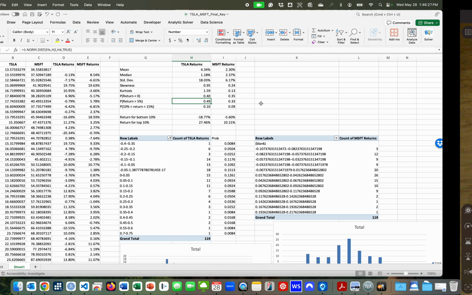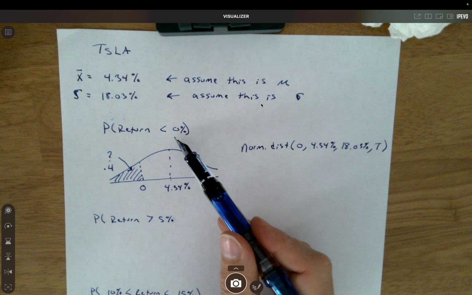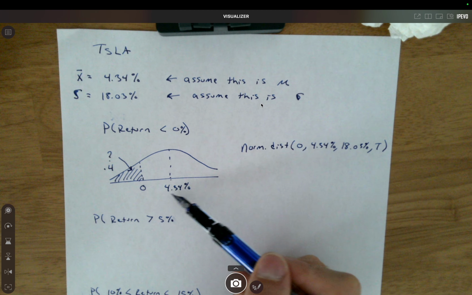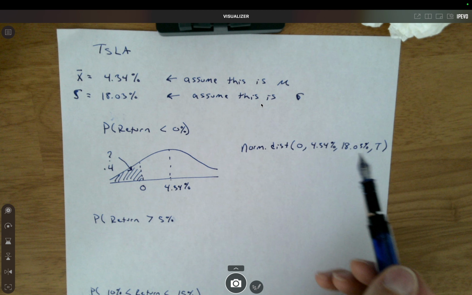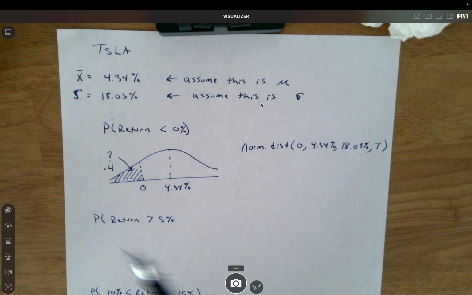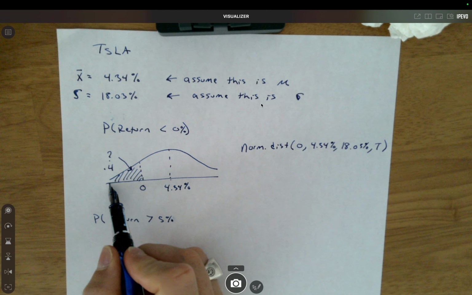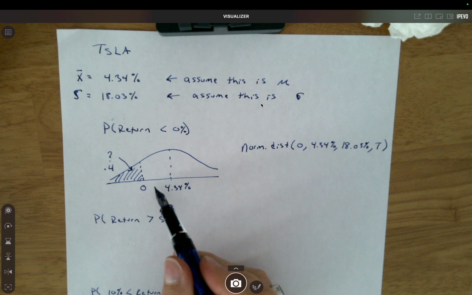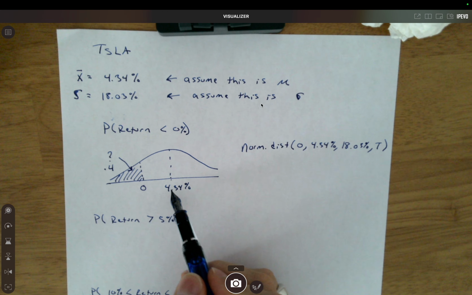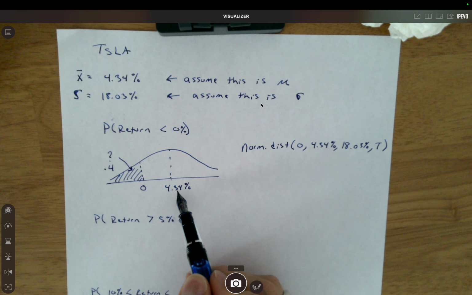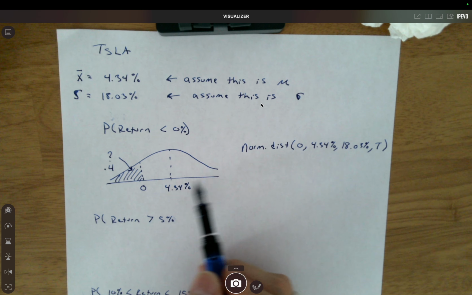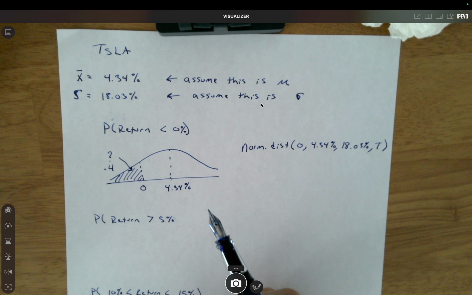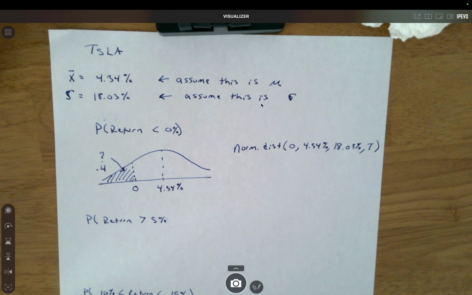So the probability that the return is less than 0 is 0.4 when 4.34% is the mean and 18.03% is the standard deviation. But when you sketch it out like this, it helps you see the problem, know what area you're looking for, and we know it has to be a number less than half because for a normal distribution, half the distribution is less than this number, and half is greater. Half the area is to the left of 4.34%, half the area will be to the right. So if you got an answer greater than 0.5, you know you're doing something wrong.